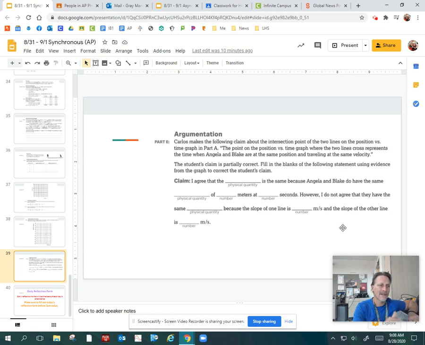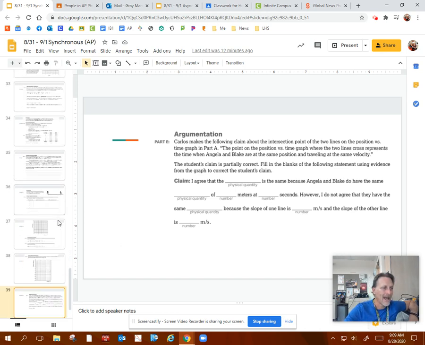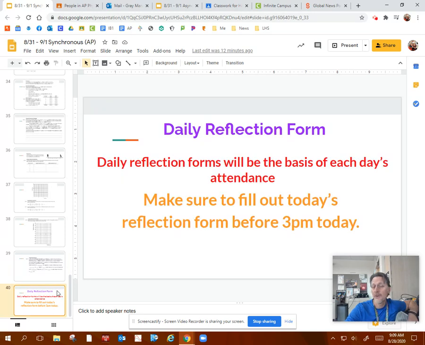And the way this is laid out right here is how AP will ask questions too. So they're leading you into the sort of logic that they're going to be asking you to show later on. Okay, so once you've done this, you're going to go to the daily reflection form and just reflect on our activity, and then that's it for the day.